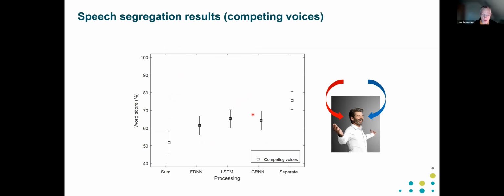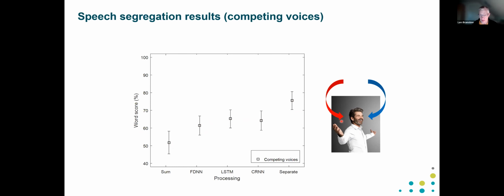So for the competing voices, you can see the results here in the word score. The word score is just the number of correct words repeated in the Hint sentences, and the sum is right above 50%. And the separate, which would be the ideal, is around 75. And then you see the 3 deep neural network conditions somewhere in between. This is the case where they have one output to one ear and another output to the other ear. So they can choose to attend to whichever one they want to.